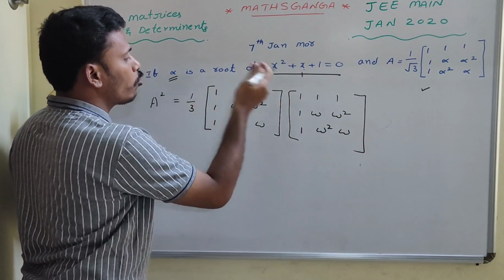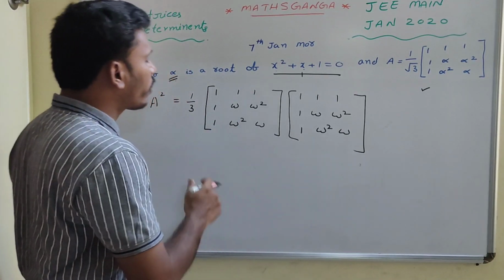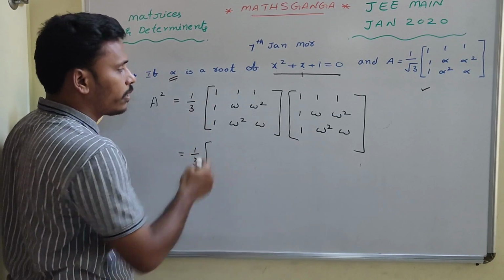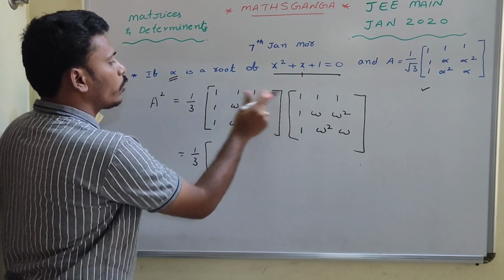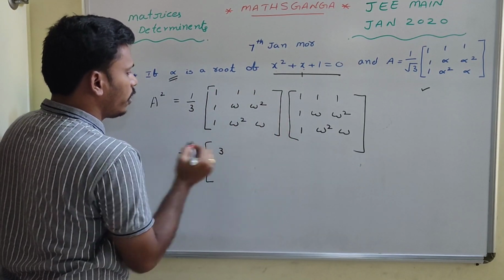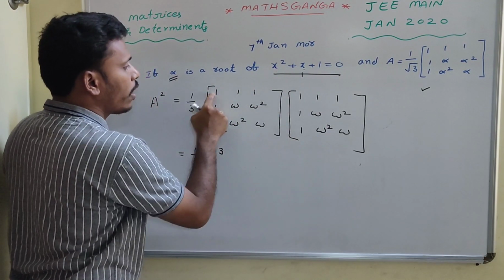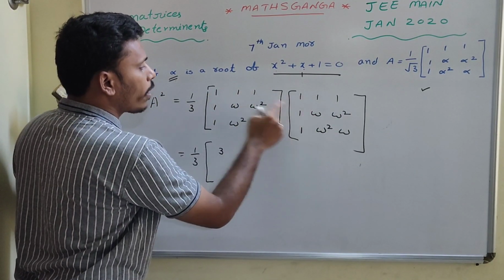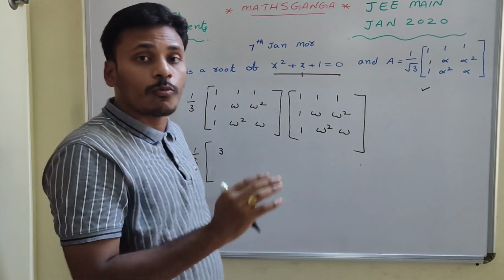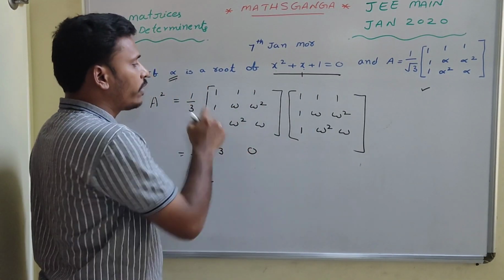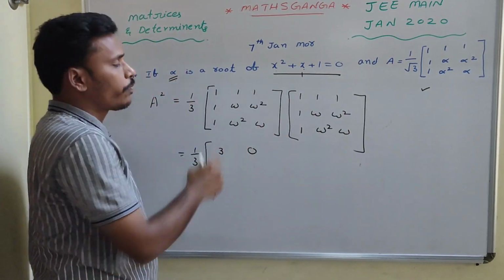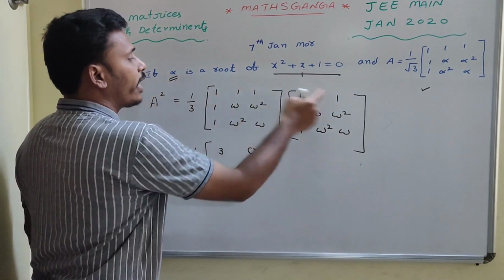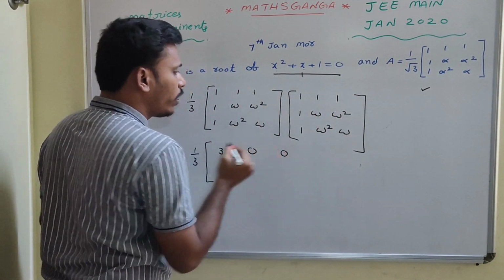As given, alpha is a root, but we know that alpha is omega, so replace alpha with omega. Then go with the usual multiplication and observe what will happen. The first row with the first column: 1 into 1, 1 into 1, 1 into 1 is 3. The first row with the second column: 1 into 1, 1 into omega, 1 into omega square, which is 1 plus omega plus omega square, and that is 0. Then the first row with the third column: 1, omega square and omega, again you will get 0.